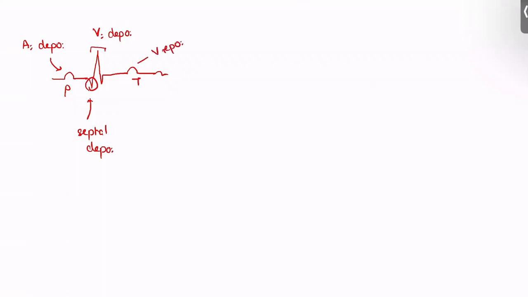So you can ask me, where is the atrial repolarization? There is no separate wave for the atrial repolarization. Actually, atrial repolarization is abandoned in the ventricular depolarization. It is in the QRS.